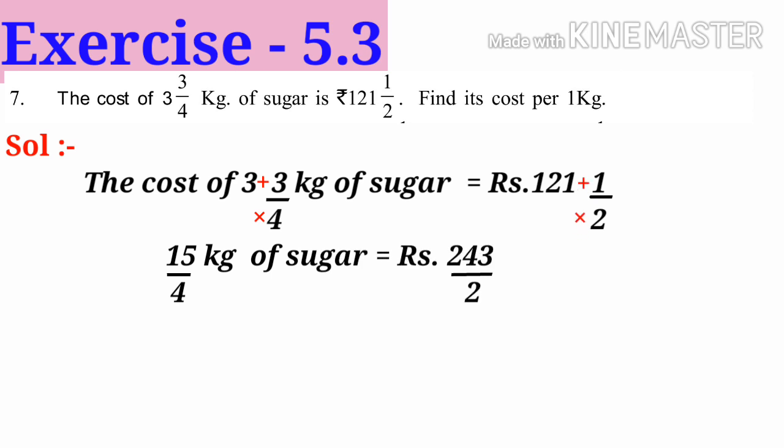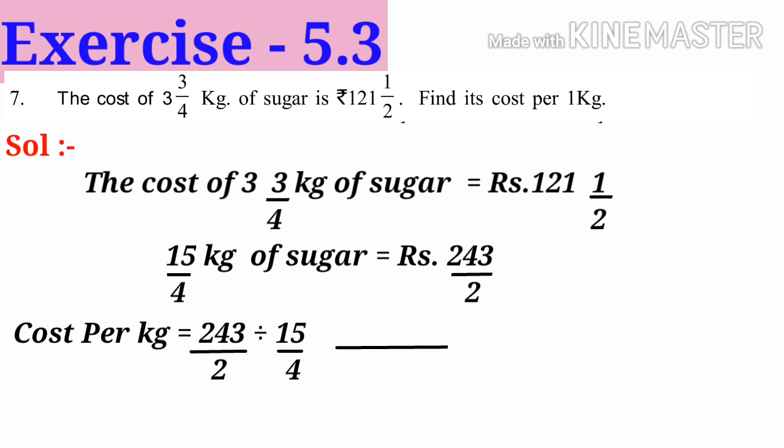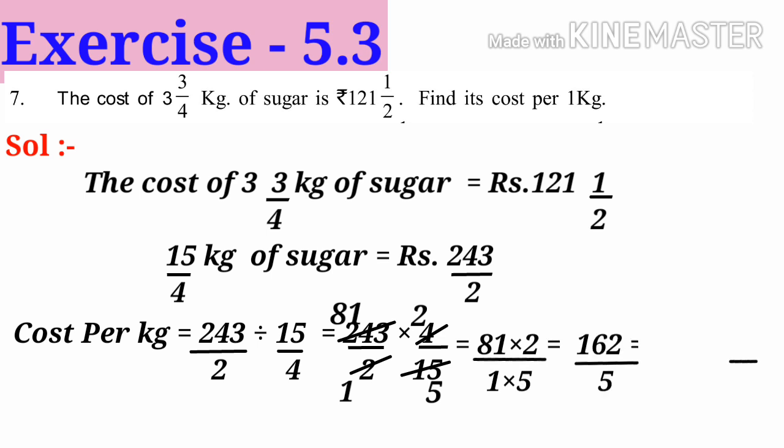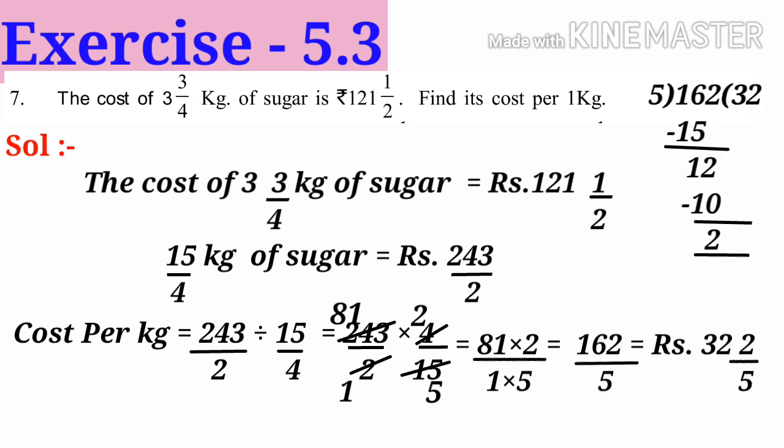4 3 ja 12 plus 3 is 15/4 kilograms of sugar is 121 into 2 is 242 plus 1, 243/2. Cost per kilogram is 243/2 divided by 15/4. That is 243/2 into reciprocal of 15/4 is 4/15. On simplification by 2, 2 1 ja, 2 2 ja. On simplification by 3, 3 81 ja, 3 5 ja. In the numerator 81 into 2, in the denominator 1 into 5, that is 162/5. On dividing 162 by 5, we get 32 rupees 2/5.